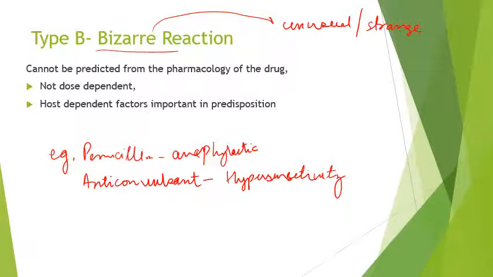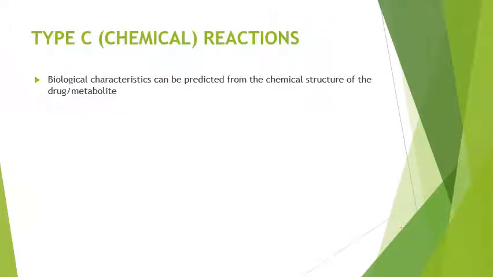Now moving on to the third one, type C reaction. Now the third type is type C chemical reaction. The biological characteristic of these reactions can be predicted from the chemical structure of the drug or the metabolite. Now the example includes paracetamol, which causes hepatotoxicity.